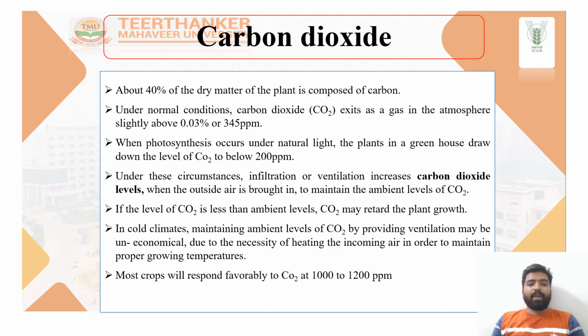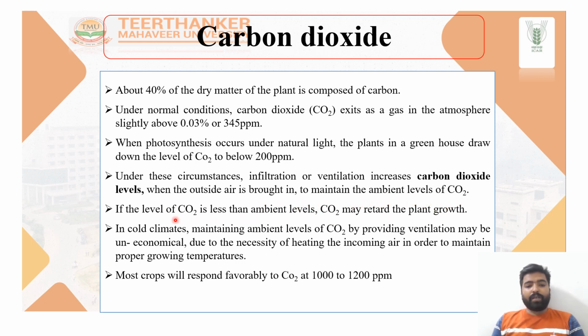Carbon dioxide. About 40% of the dry matter of the plant is composed of carbon. Under normal condition, CO2 exists as a gas in the atmosphere at slightly over 0.03% or 345 ppm. When photosynthesis occurs under natural light, plants in a greenhouse draw the CO2 level down below 200 ppm. Under these circumstances, infiltration or ventilation increases the carbon dioxide level when the outside air is brought in to maintain the ambient level of CO2.